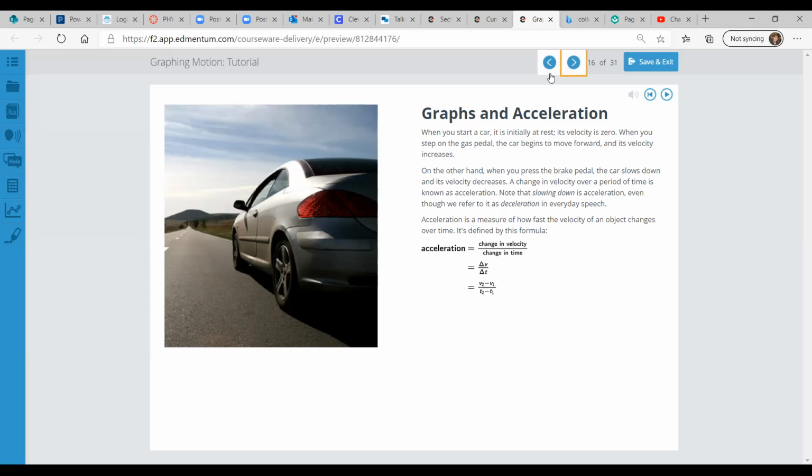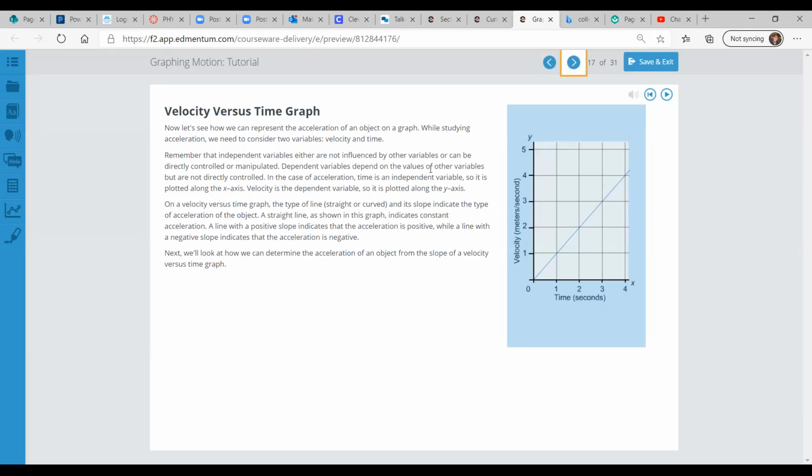But in everyday speech, we call it decelerating. And that's, I guess, not the greatest word to use because you're just accelerating in the opposite direction. So you were going forward, but now as you brake, your acceleration shoots back in the opposite direction and you slowly come to a stop, or quickly, depending on how quickly you brake. But here you see the formula, change in velocity over change in time, delta V over delta T. Delta means change.